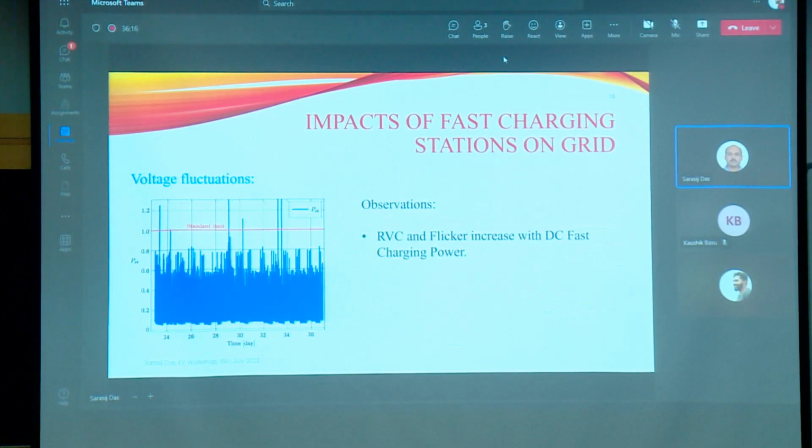Here you can see that this particular figure is on flicker. The standard limit is 1.0, and you can see that in many instances it is crossing the standard or specified limit. So in general, the observation was that rapid voltage change and flicker increase with DC fast charging power. That means if your DC charging power is higher, you have to be more careful about RVC and flicker, because you may cross the limits in these parameters specified by the standard.